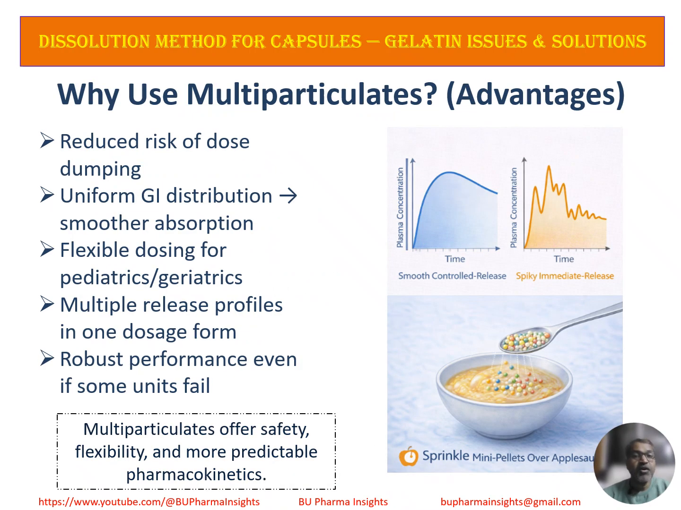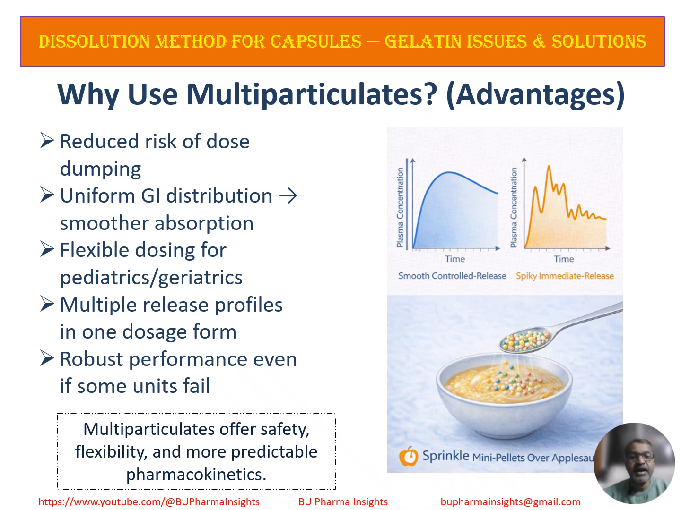Multi-particulate systems offer major clinical benefits. Because the dose is spread across many small units, they provide reduced variability in drug absorption, lower risk of dose dumping, and more uniform GI distribution, leading to a smoother plasma level. They are especially useful for patients with dysphagia, and for pediatric and geriatric populations, due to flexible dosing.